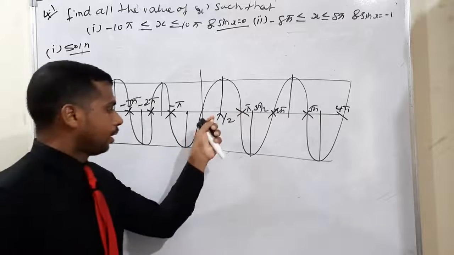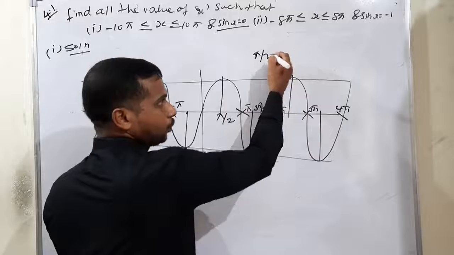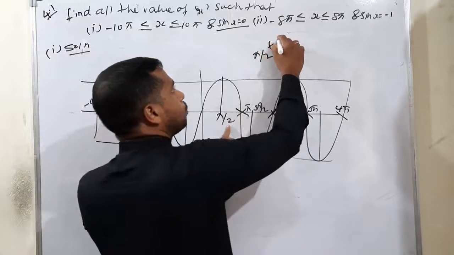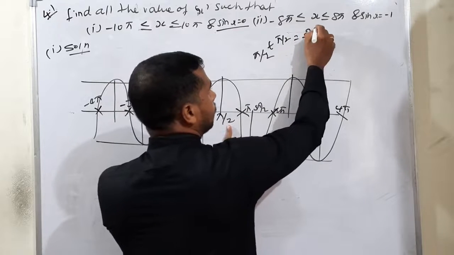So each and every distance moves on by pi by 2, isn't it? Pi by 2 means, for example, starting with pi by 2, pi by 2 plus pi by 2 means, look at the common denominator 2, pi plus pi is equal to 2 pi.